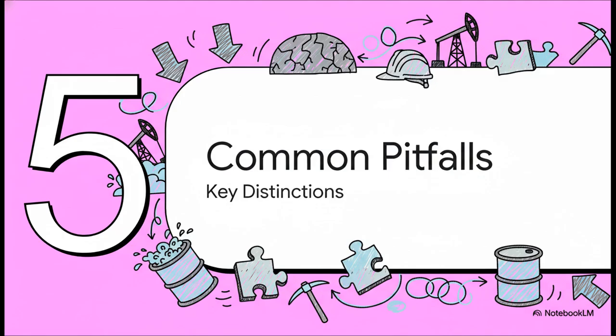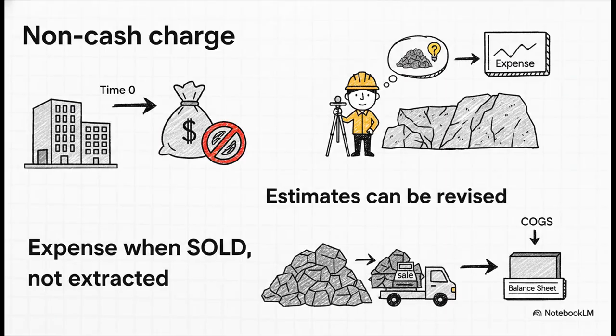Now, to really deepen our understanding, let's look at some common areas where students, and honestly, even professionals, can get tripped up when they're dealing with depletion. Avoiding these pitfalls is absolutely key to performing sound financial analysis. Let's break these down carefully. First, and this is a big one, depletion is a non-cash charge. The cash, all $2 million of it, went out the door when Bedrock bought the quarry. The $100,000 expense on the income statement is simply an allocation of that past expenditure. It does not represent cash leaving the company in year one.